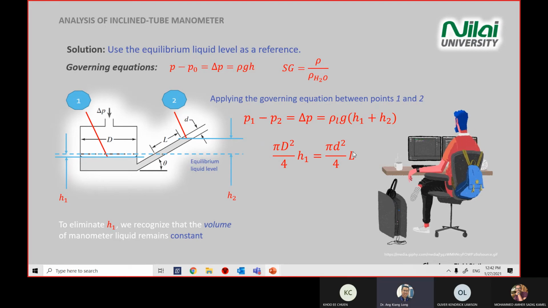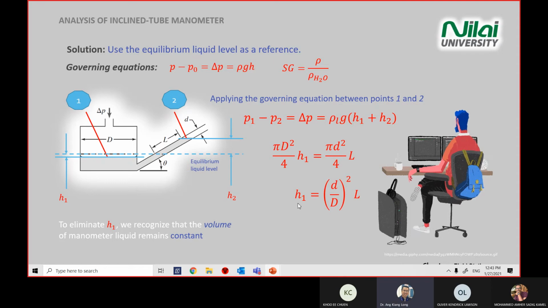It will be equal to the volume inside this inclined tube. So how do you find the volume in the inclined tube? You take the area of this tube, which is pi d squared divided by 4 times the length, you get the same volume. What you press in will come out from here. So your space here will be equal to the volume in this arm.